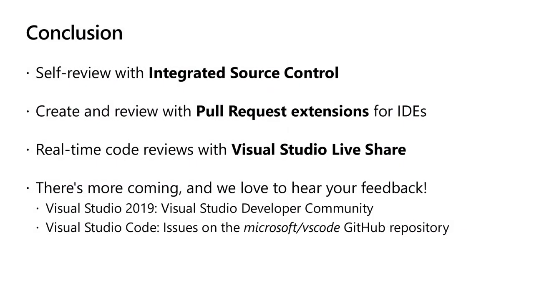That brings us to the end of the talk. So we spoke about doing a self-review, which is the best way to start a code review because you've gone through your code once. And you can do that with the integrated source control features. You can create and review pull requests within the IDE with additional extensions for GitHub and Azure DevOps. And then you can do a real-time code review with Visual Studio LiveShare, which reduces the back and forth and gets you to a final answer faster.